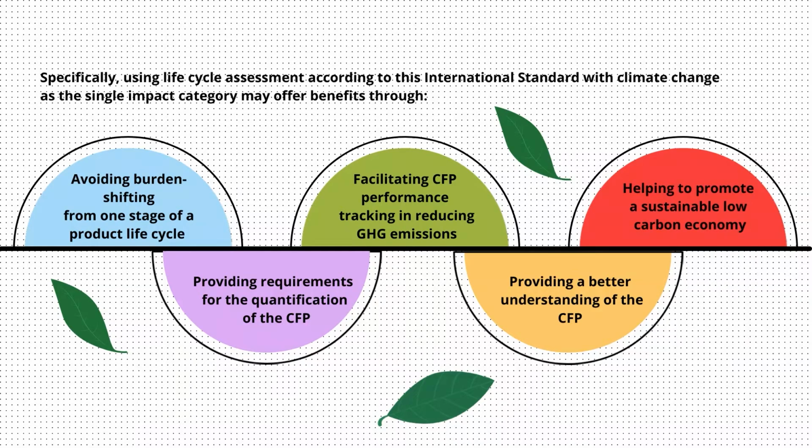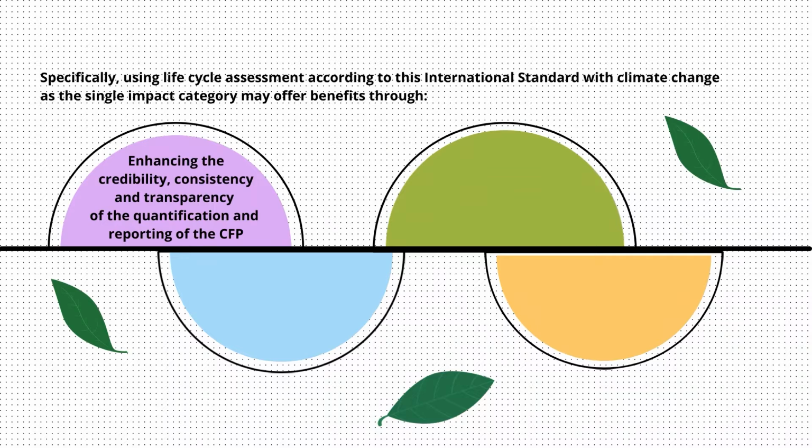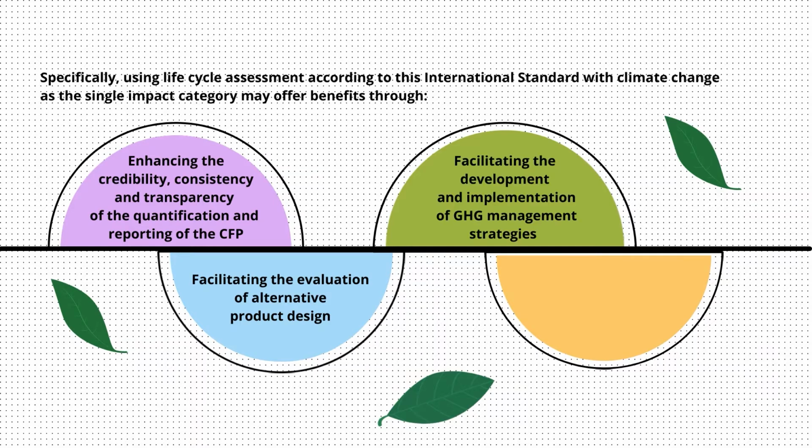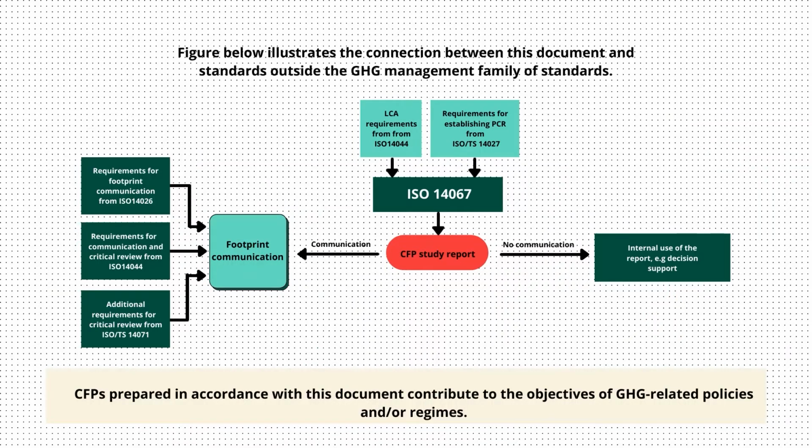helping to promote a sustainable low-carbon economy, enhancing the credibility, consistency, and transparency of the quantification and reporting of the CFP, facilitating the evaluation of alternative product design and sourcing options, production and manufacturing methods, raw material choices, transportation, recycling and other end-of-life processes, facilitating the development and implementation of GHG management strategies and plans across product life cycles, as well as the detection of additional efficiencies in the supply chain, preparing reliable CFP information. CFPs prepared in accordance with this document contribute to the objectives of GHG-related policies and/or regimes.